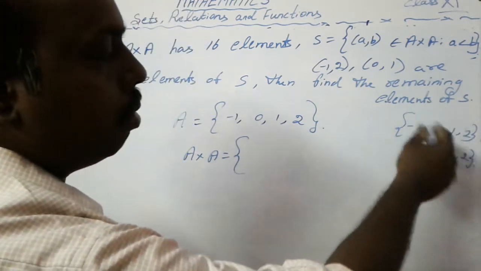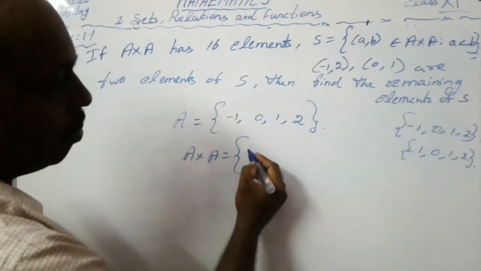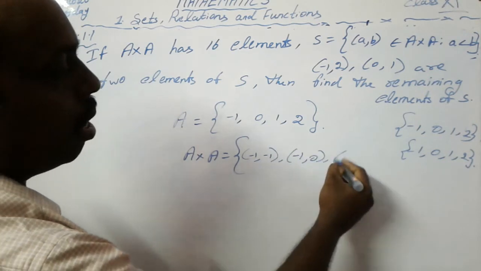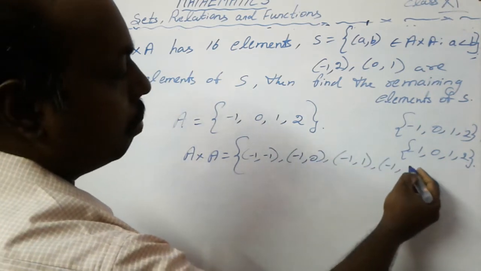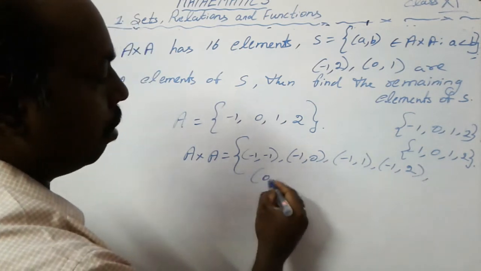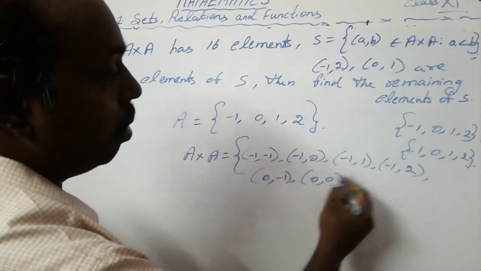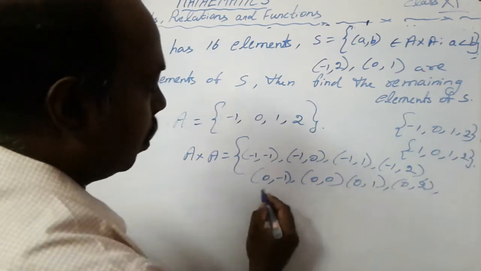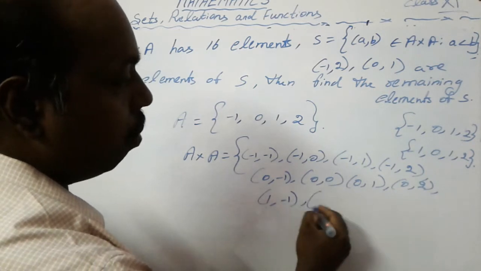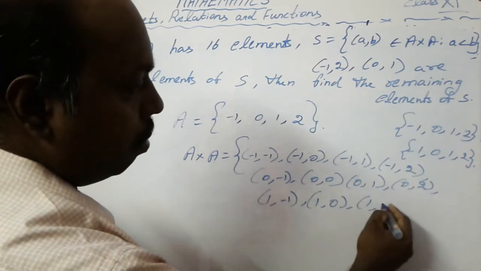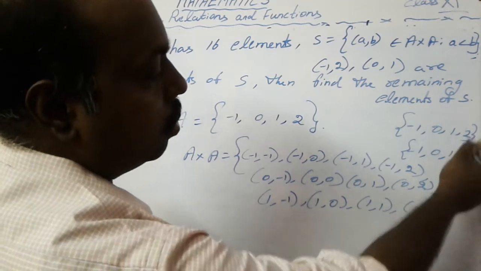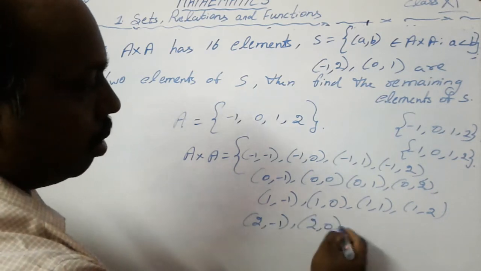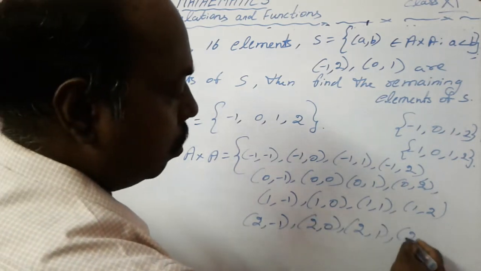A cross A means you have to multiply. Am I right? What are the elements that will come? -1 comma -1, -1 comma 0, -1 comma 1, -1 comma 2, then 0 comma -1, 0 comma 0, 0 comma 1, 0 comma 2, then 1 comma -1, 1 comma 0, 1 comma 1, 1 comma 2, then 2 comma -1, 2 comma 0, 2 comma 1, 2 comma 2.